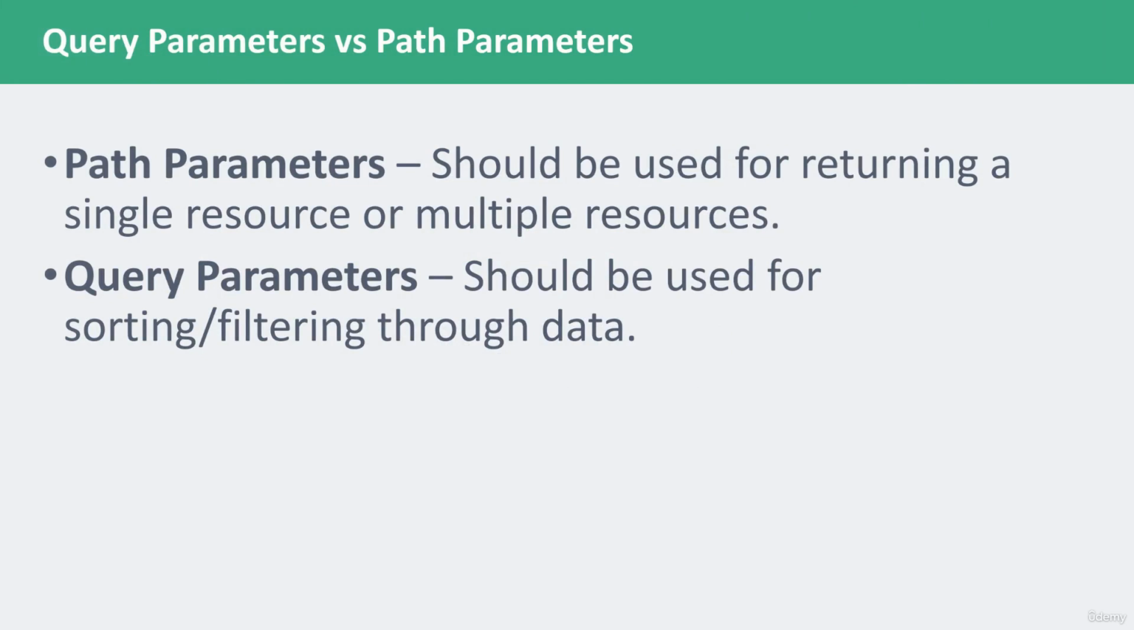The general rule of thumb is this. Path parameters are used to retrieve a single or multiple resources. Query parameters are used to filter or sort through data and resources. For sorting comments, using query parameters made sense because we were sorting the comments on the page. For a single song, using a path parameter would make sense because we're retrieving a single resource.